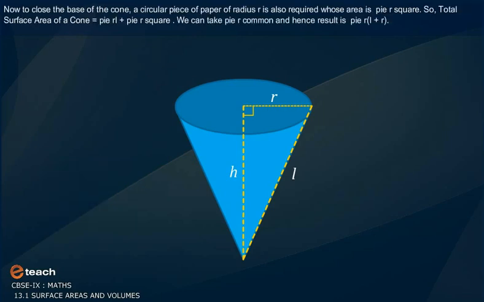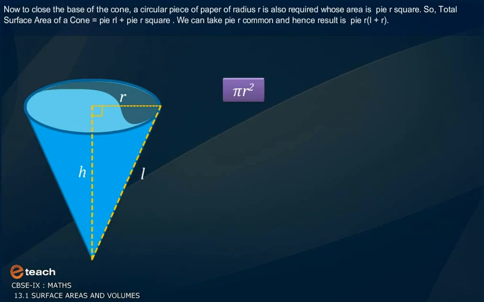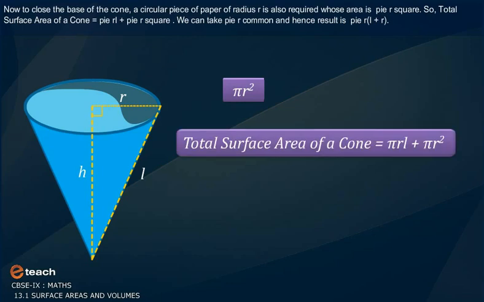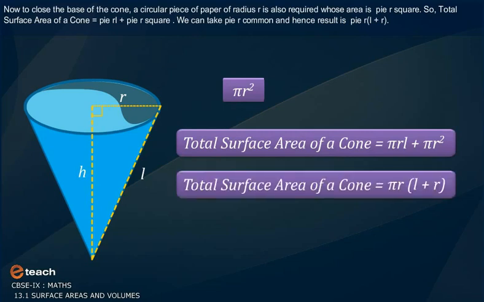Now, to close the base of the cone, a circular piece of paper of radius r is also required, whose area is pi r square. So, the total surface area of a cone is equal to pi r L plus pi r square. We can take pi r common and hence the result is pi r into bracket L plus r.